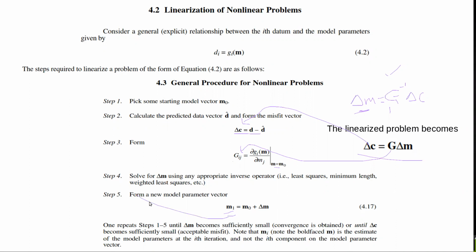And then we use this to recalculate the predicted data. So now this predicted data will be G of M1. Then again, we find delta C, and delta C now will be different, and then we find the changes in the model parameters again, and then we improve this. So this goes to M2, M1 plus delta M. We iterate this until the changes in the model parameters are very small, or until the number of iterations exceeds your maximum number of iterations.